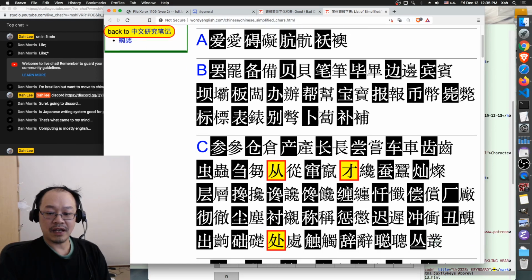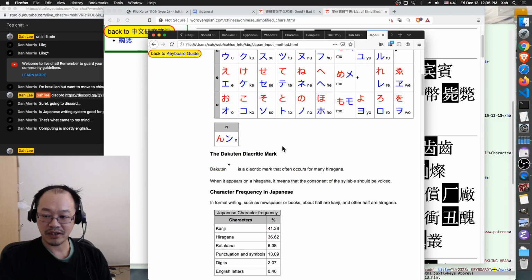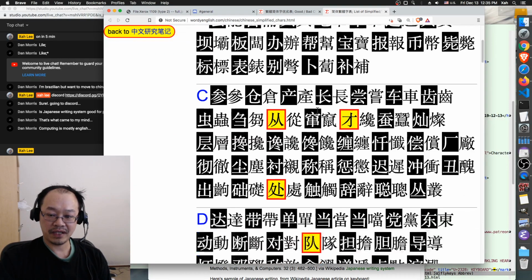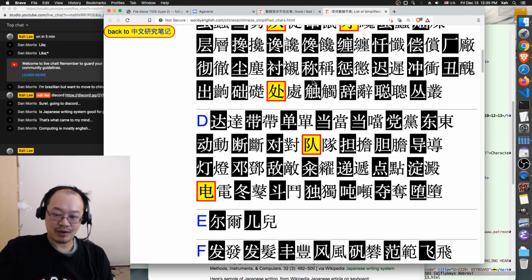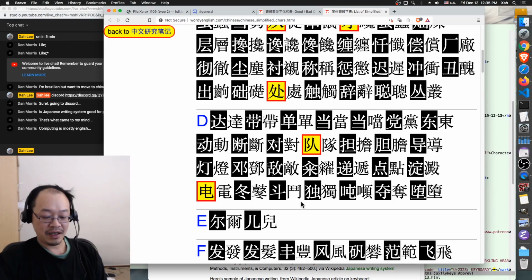Now, let's go back to Japanese. So the Japanese borrow Chinese characters. In fact, almost all of these characters you see here will appear in Japanese text too. And basically, the meaning is almost exactly the same. Like 90% is exactly the same. So it's kind of funny.